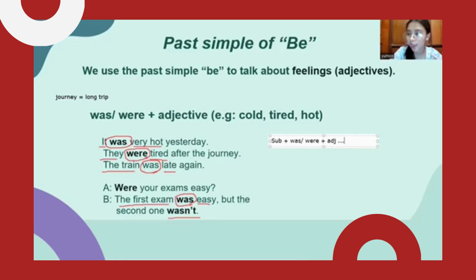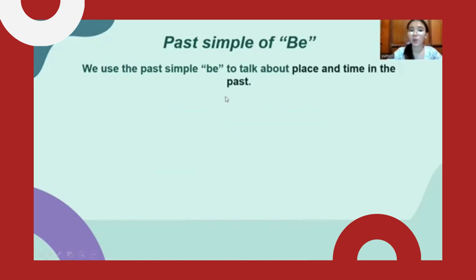So it depends on if the subject is singular or plural, plus the adjective. All right, and for the questions we start with was or were plus subject plus adjective, and then you continue. The question ends with a question mark. Okay, now let's move on to the last format. We use past simple be to talk about place and time in the past.